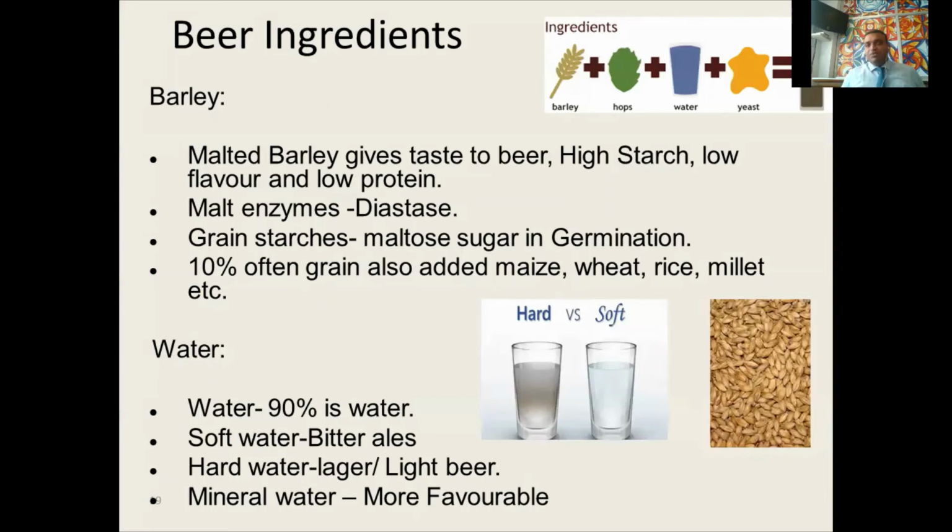Generally, we also have mineral water. It's nothing but to give a more enhancing flavor to the beer. So to get more flavor, we add minerals to the water. These minerals help to give more flavor to the beer. So this is all about the water.